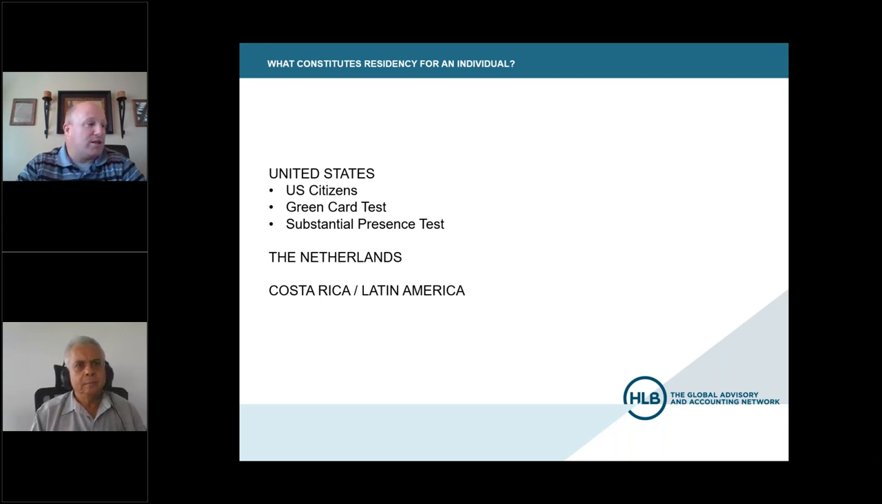That's how the U.S. will consider their residency. For the most part, there are some treaty exceptions, different things, which I think we'll go over in a little bit. But that's how it's considered in the U.S. Great. Marielle, how about in the Netherlands? Can you give us a brief discussion of how you determine residency in the Netherlands?